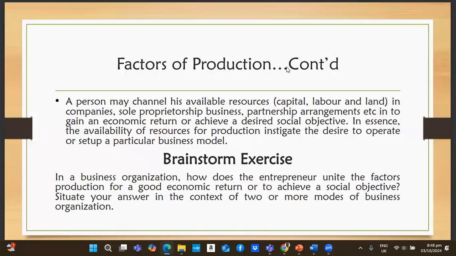Okay. But then there's a follow-up. You said to situate your answer in the context of two or more modes of business organization. We have hinted at some. As to a sole proprietor, you need to look at where your product will be needed and how available the market is. You look at it vis-a-vis the location of the land where you want to set up the business and how available the labor is that you are trying to use in bringing the production into effect.